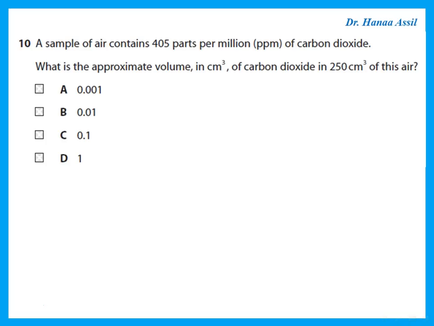A sample of air contains 405 parts per million of carbon dioxide. What is the approximate volume of carbon dioxide in 250 of this air? You know that if I have parts per million, this is the part of the carbon dioxide over the total times 10 to the 6. That's what we mean by parts per million. So he's telling me that it is 405 parts per million. We don't know how much of carbon dioxide, over the total times 10 to the 6. So you can solve for x. That comes out to be 0.1. So we need 0.1 centimeter cubed of carbon dioxide.